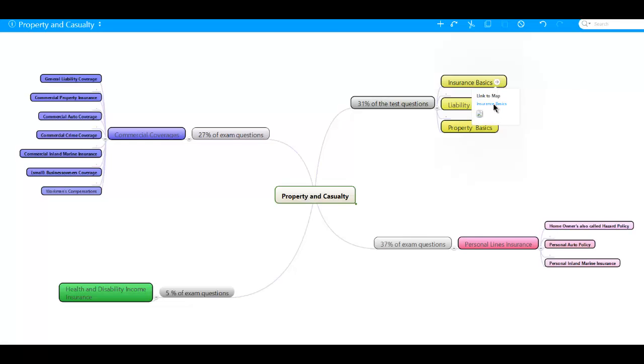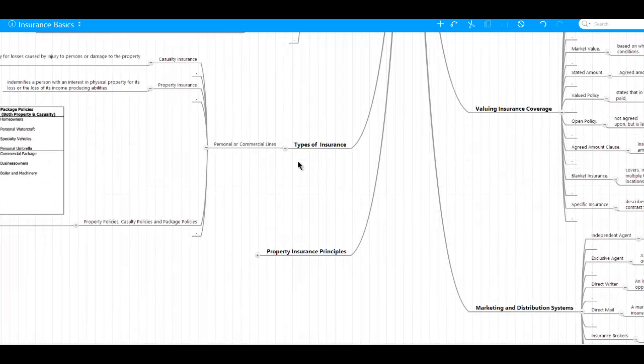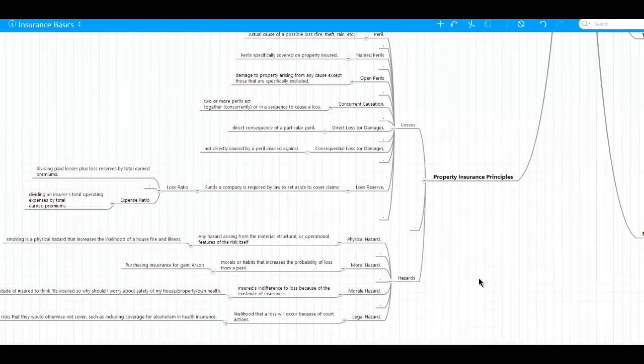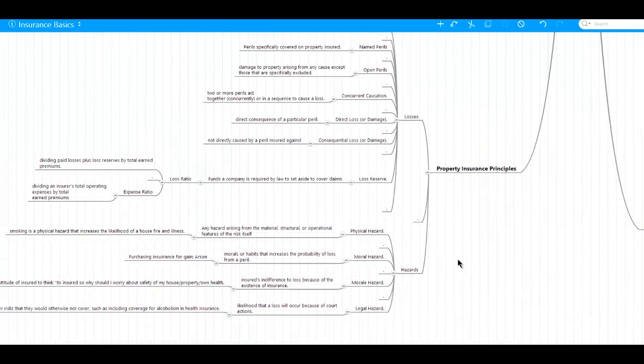So I just click in there. Now we go over to the quite extensive. So here I go to property insurance. Okay, so let's talk about the hazards, the four types of hazards. Here we have physical hazard. So that's any hazard that's arising from the material, structure, or operational feature of the risk.